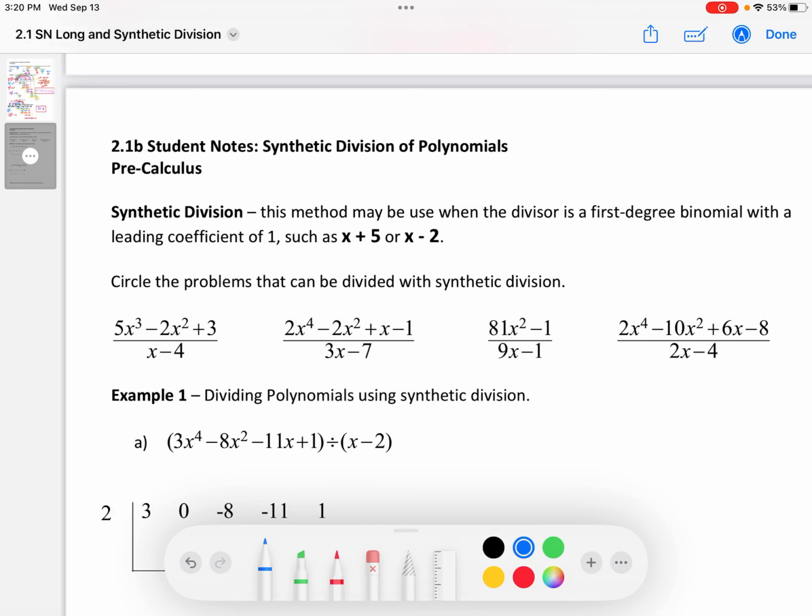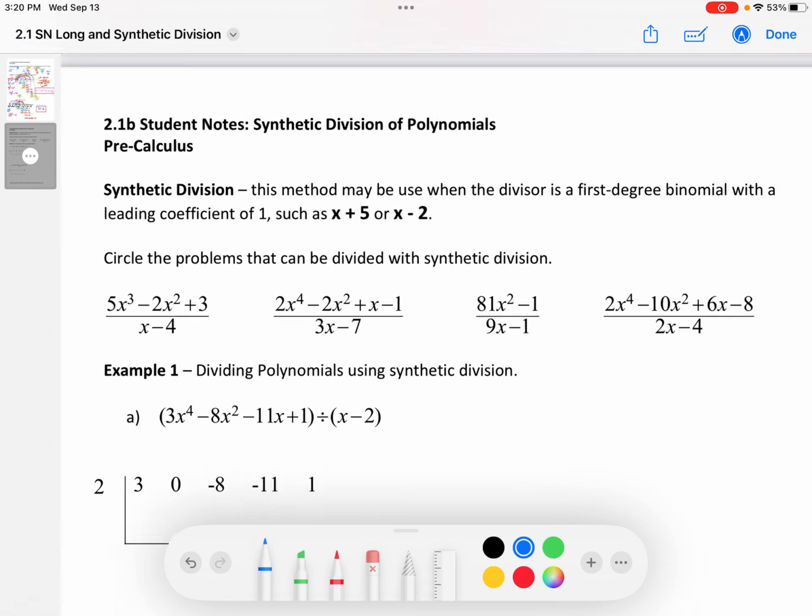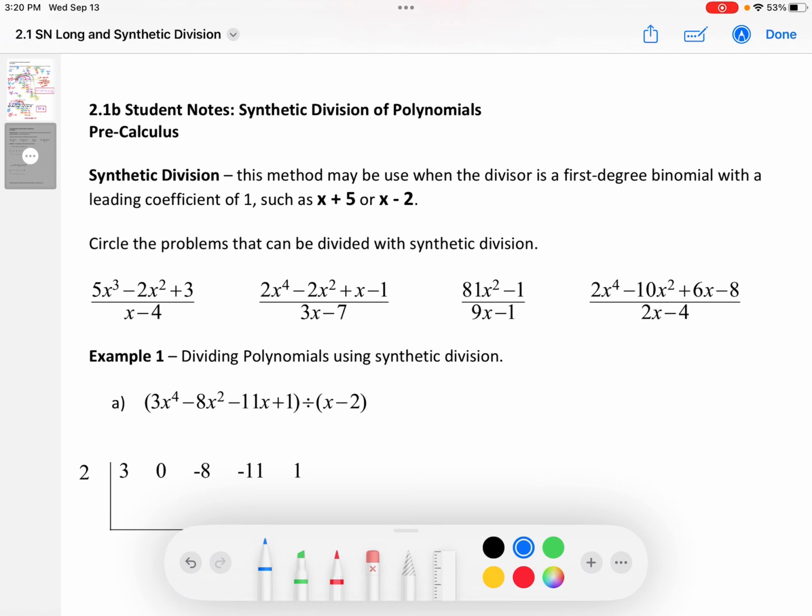All right, y'all, welcome to 2.1b. This is synthetic division of polynomials. Synthetic division is a different process that we can use in some, but not all, cases where we're dividing.